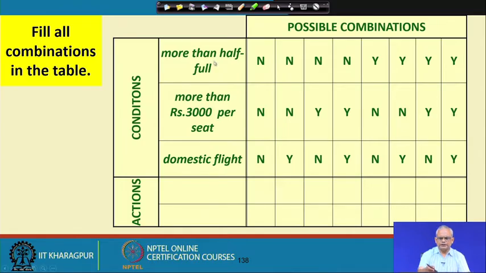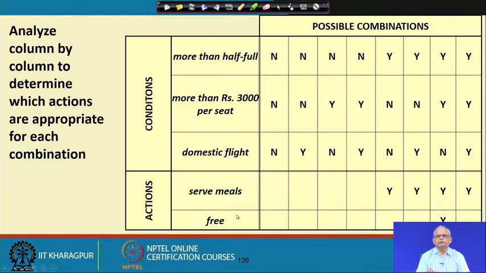So, we can identify the three conditions: more than half full, more than 3000 per seat, and the domestic flight, and then the action is whether free meals are served or charged. First, we form all possible combinations, each one has two values, yes and no. So, 2 to the power 3, we will need 8 of them here. So, we can now represent the corresponding actions. As long as it is more than half full, meals are served, and if it is an international flight, not a domestic flight, then it is a free meal.